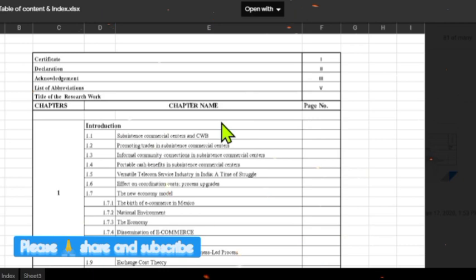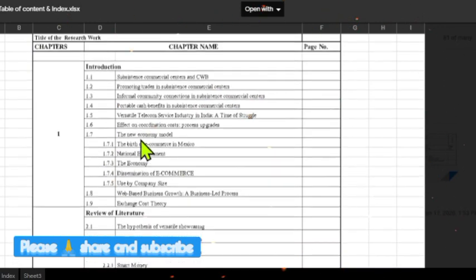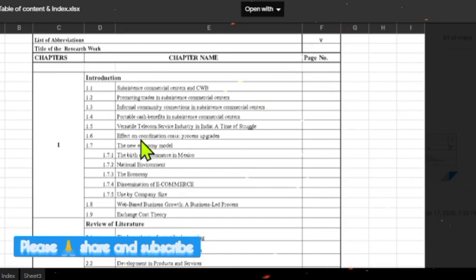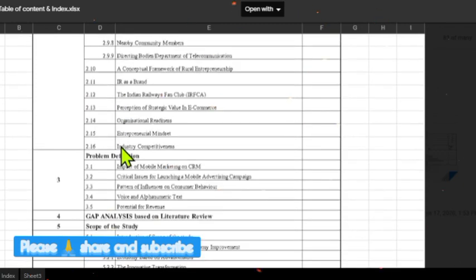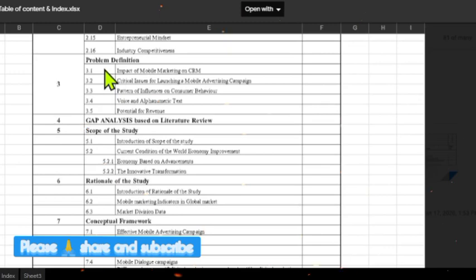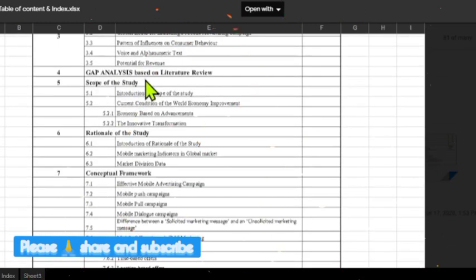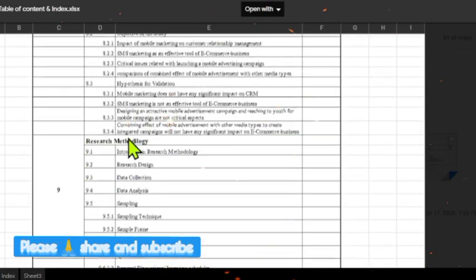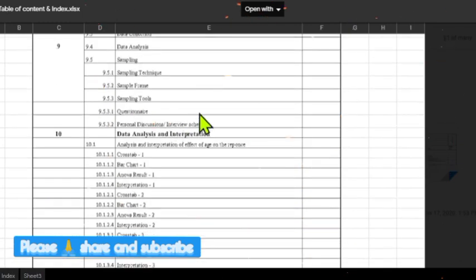While submitting the thesis or finalizing the work, he has prepared this table of contents, including the certificate, declaration, acknowledgement, and list of abbreviations used. This is the detailed table of contents, or chapter scheme, as we can call it. Here he has given the introduction, review of literature, then problem definition. These are the chapters he has mentioned. Then, gap analysis based on the literature review, scope of the study, rationale of the study, conceptual framework, objectives of the study and hypothesis for validation, research methodology, and data analysis and interpretation.